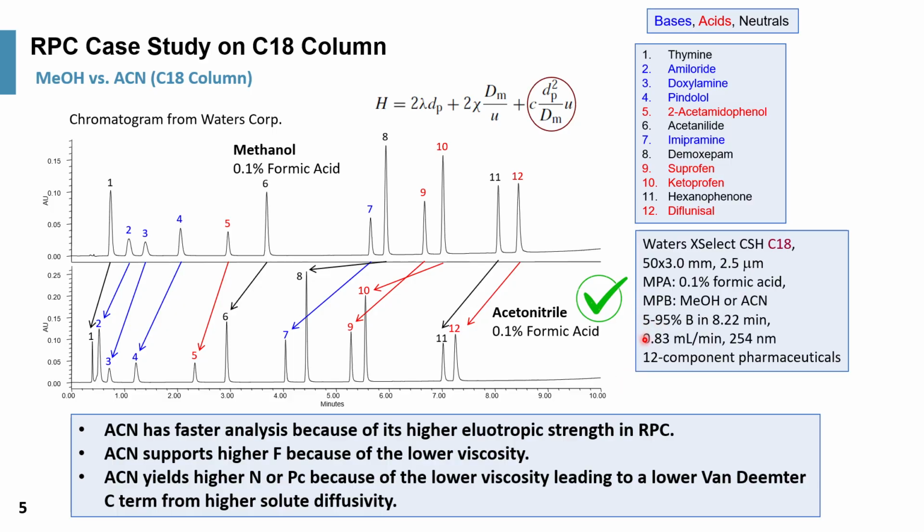And the gradient condition is a full gradient from 5 to 95% B in about 8 minutes at this flow rate, showing the separation of 12 acidic, basic, and neutral pharmaceutical components here.